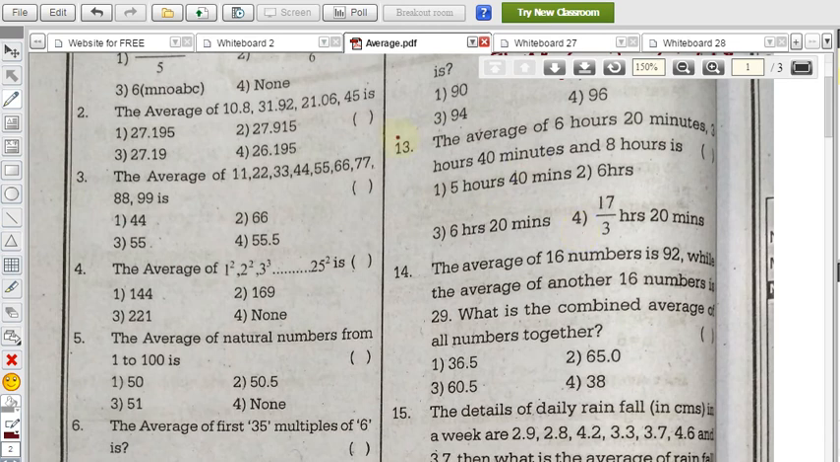Next here is a time related question. The average of 6 hours 20 minutes, 3 hours 40 minutes and 8 hours is dash. So you can add everything: 6 hours 20 minutes plus 3 hours 40 minutes plus 8 hours. If you add everything, you get a total of 18 hours. By options, it is divided by 3, so 6. Because 6 hours plus 3 hours is 9, 9 plus 8 is 17, and 20 minutes plus 40 minutes is 1 hour. So 18 hours by 3 is 6.